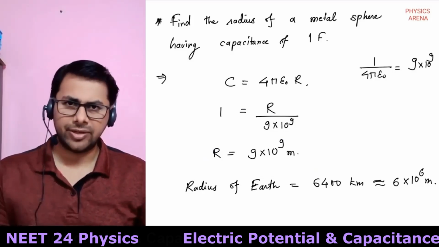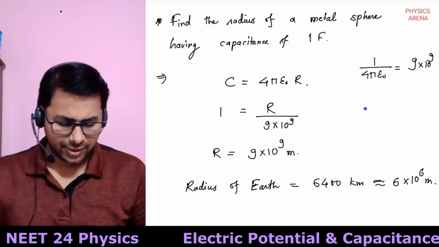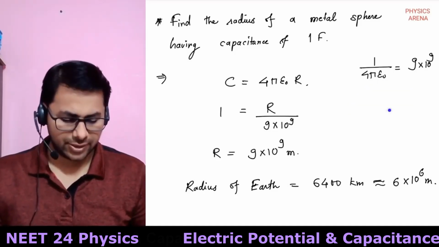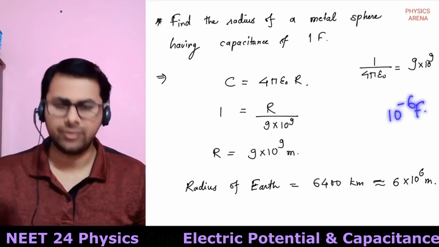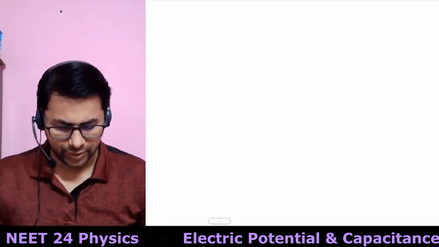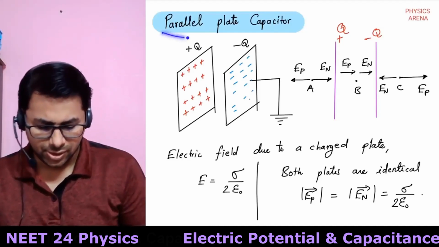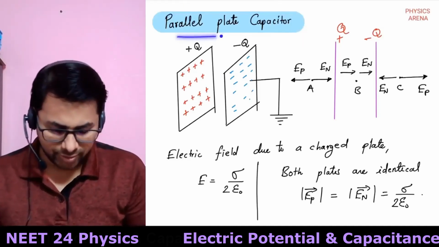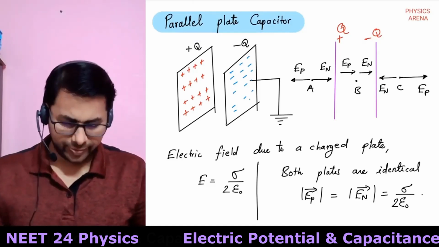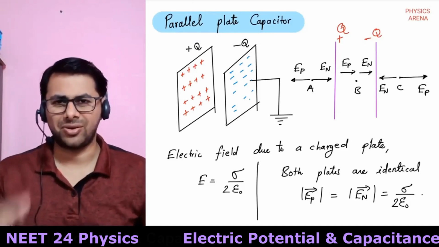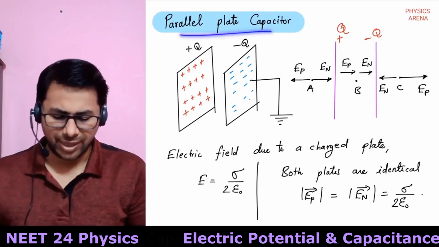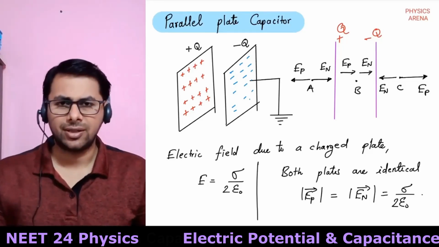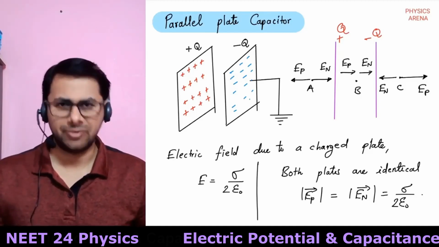So 1 farad is a very, very big unit. Generally, the capacitance would be in microfarad, that is 10 raised to minus 6 of a farad. Now next is the parallel plate capacitor. And this is the most important of all of them, because there were a lot of questions based upon the parallel plate capacitor, and this is the most general type of capacitor that is used in many electric devices.